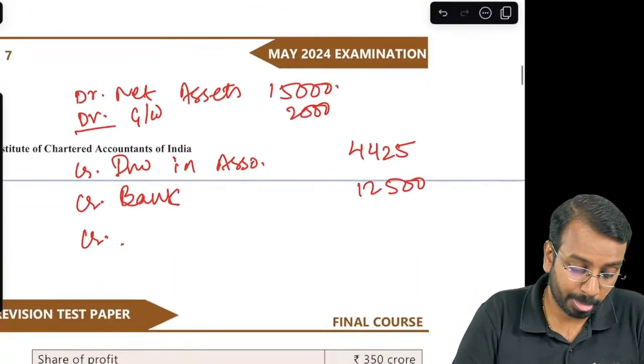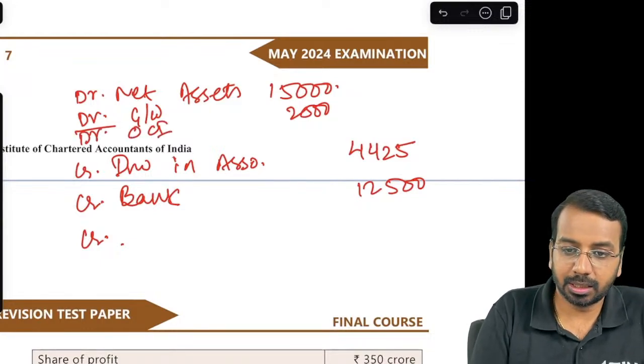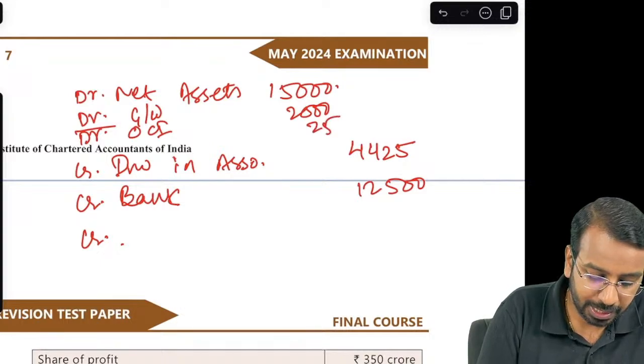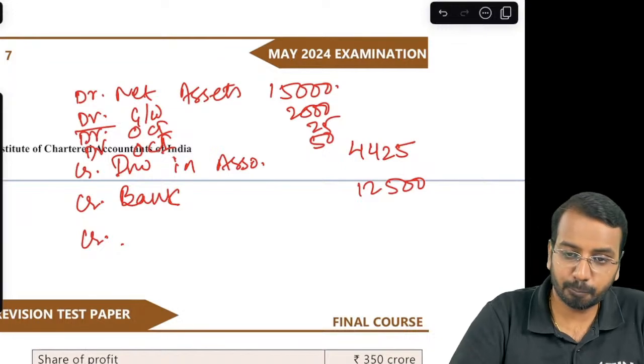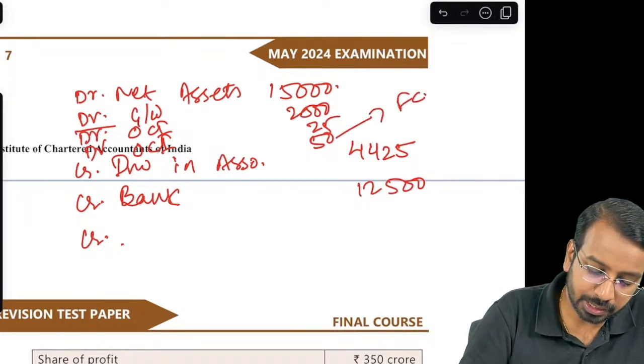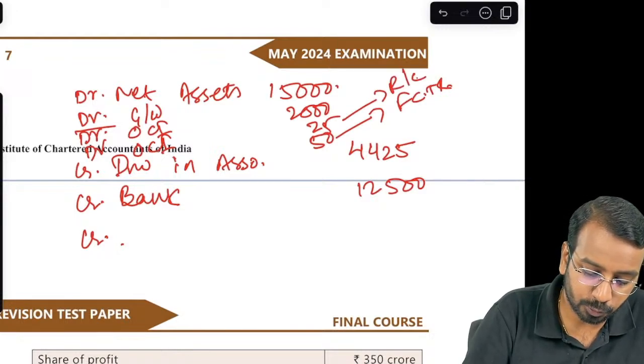So what we will do is, we will debit OCI by the amount of revaluation reserve 25, and we will also debit OCI by 50. Why? Because this 50 is the foreign currency translation reserve, which has to be transferred to P&L, and this has to be transferred to retained earnings.